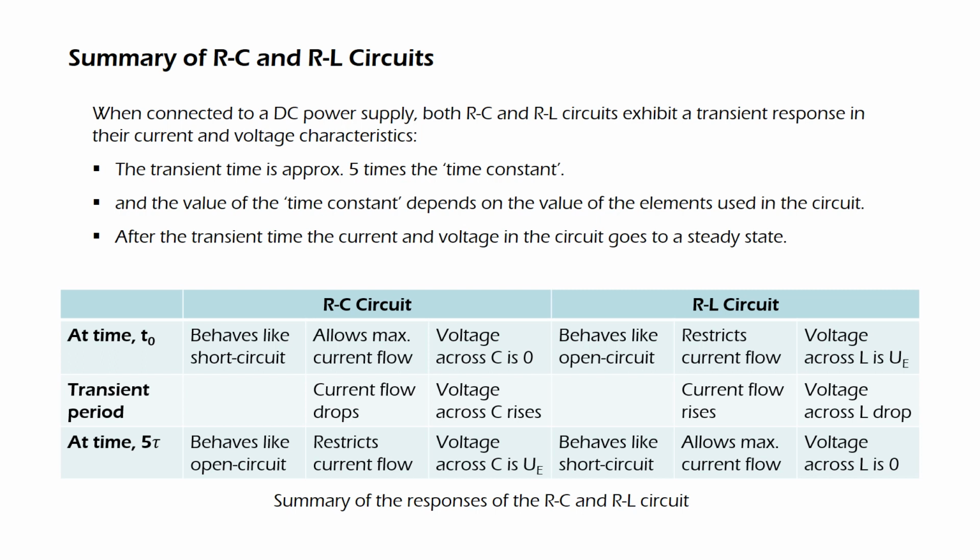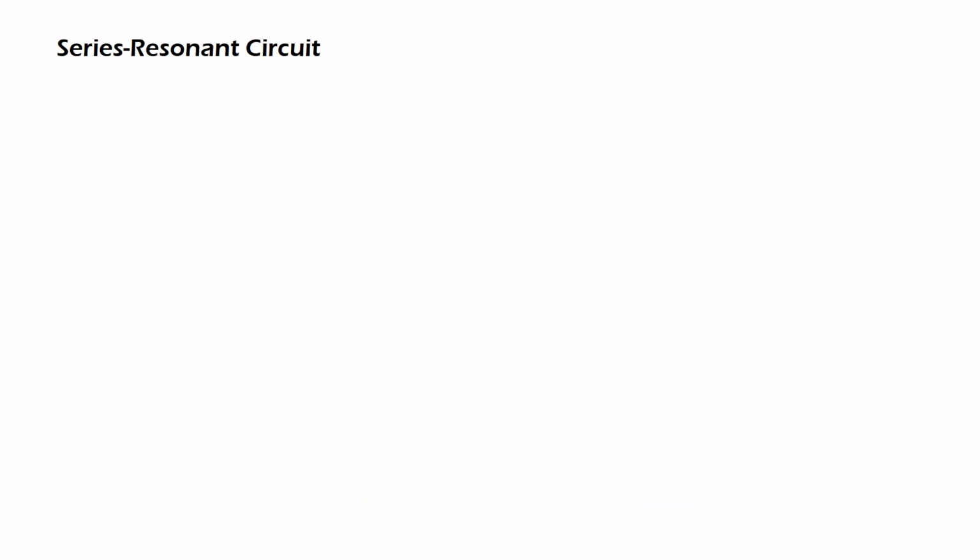Next, we will learn about the current and voltage characteristics of these two elements when connected in series to a DC power supply. Here, we will find how the contrasting responses of RC and RL elements enable the repeated exchange of their stored energy between themselves, resulting in an oscillating current and voltage output. Series resonant circuit.